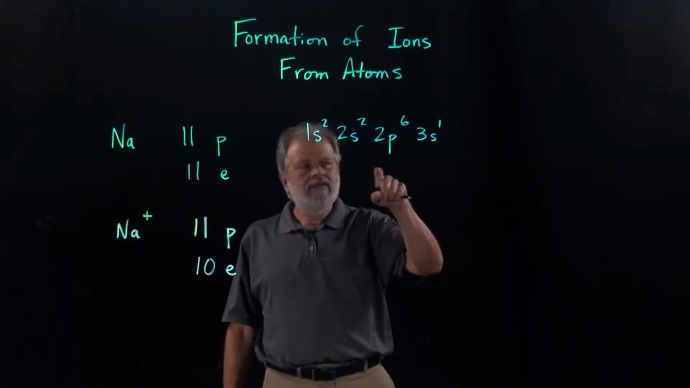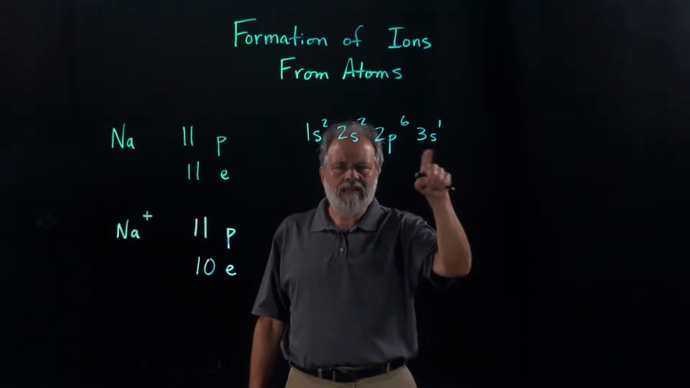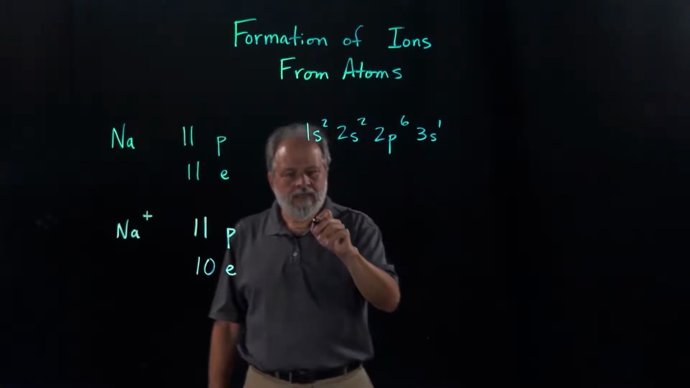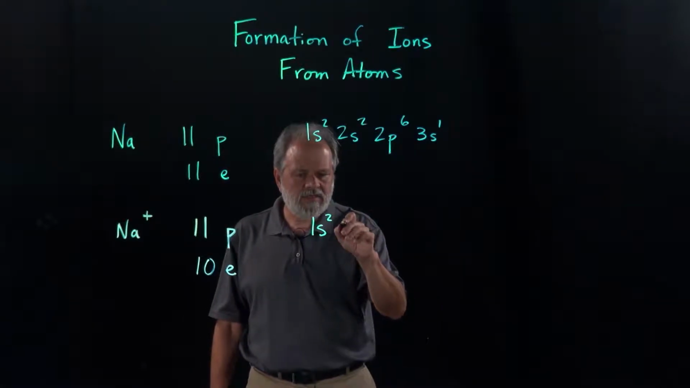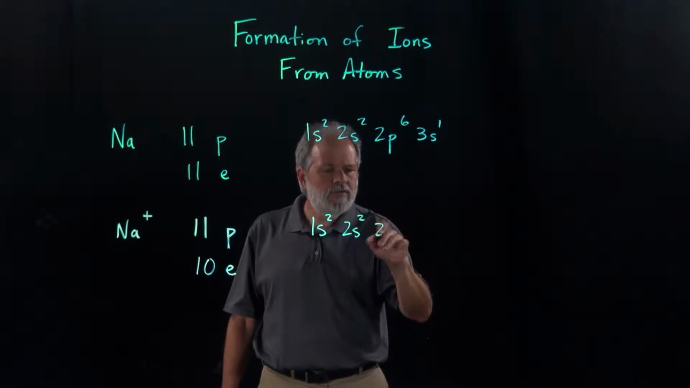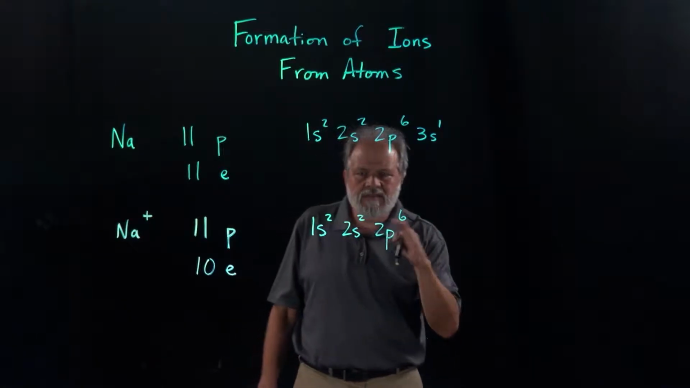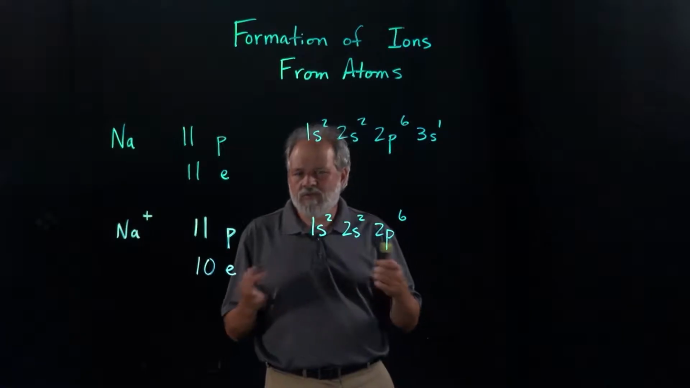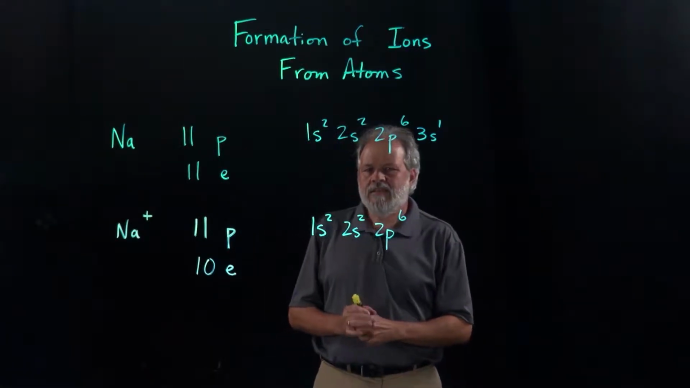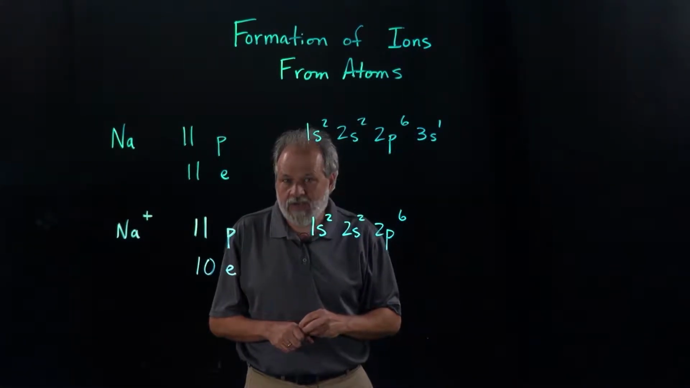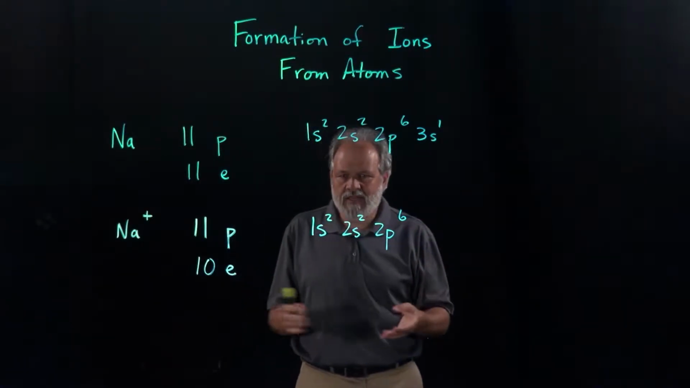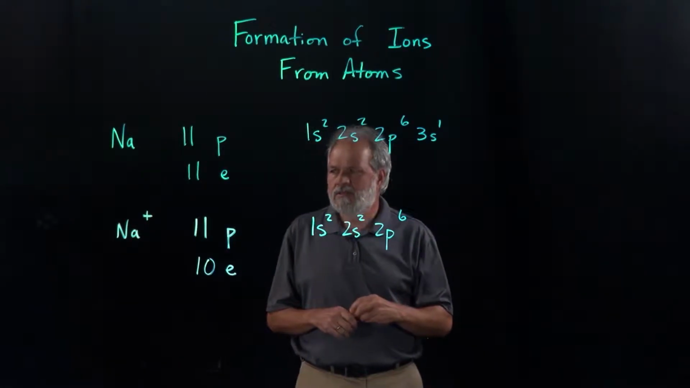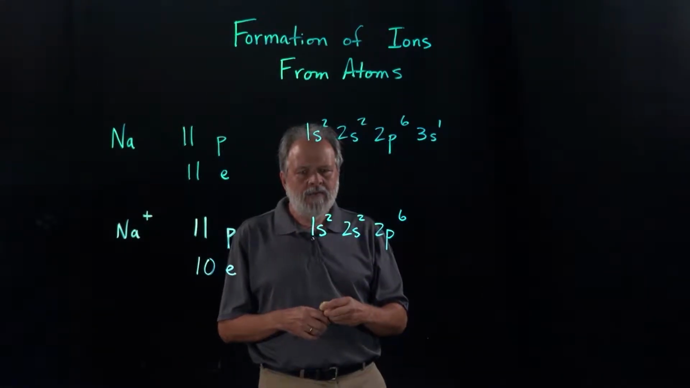The 11th electron used to be in the outer shell, n equals 3, and is now gone. So the electron configuration is 1s2, 2s2, 2p6. This is the same electron configuration that neon has, and so we use the word isoelectronic to indicate something has the same electron configuration. That means the same number of electrons and also the same orbitals being occupied with the same number of electrons. So that's sodium.